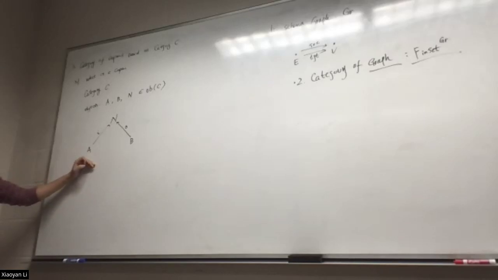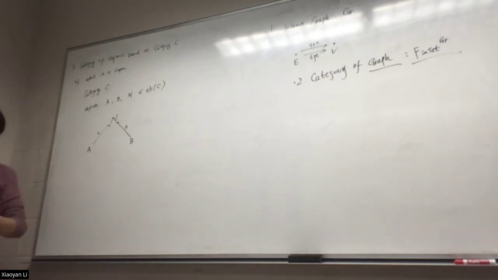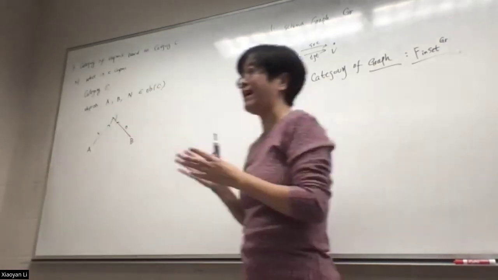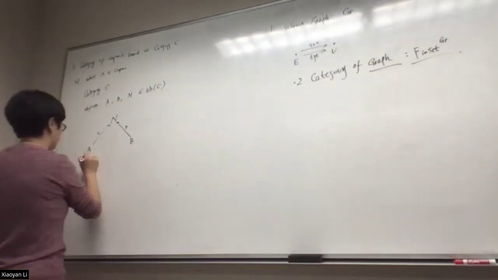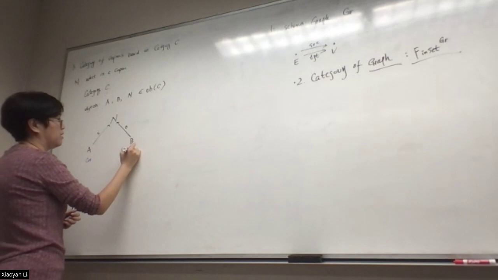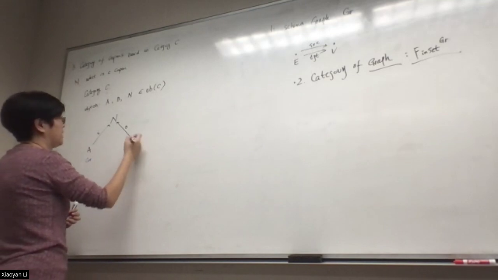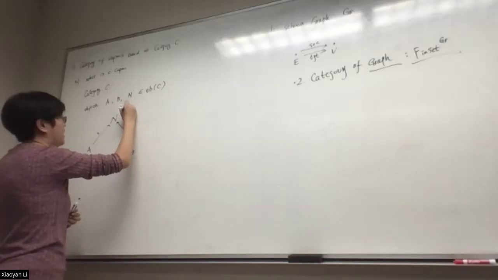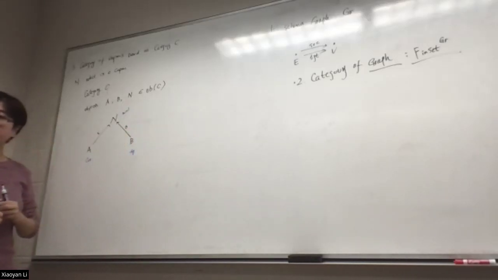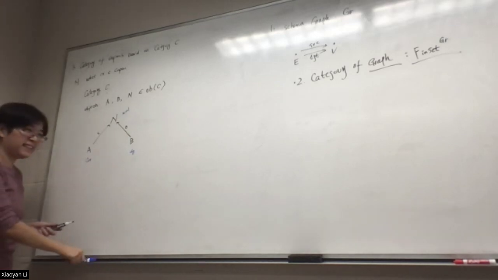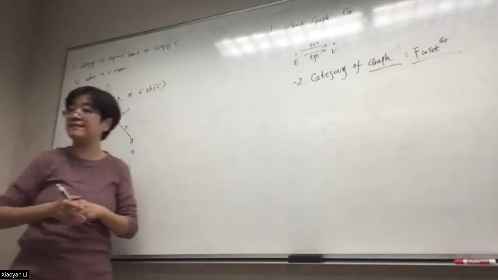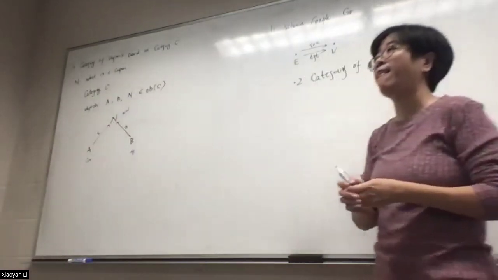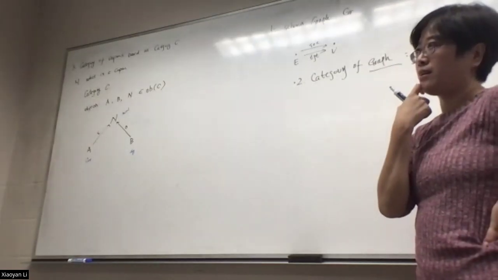For example, A is a cat, B is a dog, and N is an animal or pet. It doesn't matter, pet, animal, or something. So this is an example, right? A can be a cat, B is a dog, and N can be animal, or pet, or animal house. The difference between a Cospan and a coral is that N can be everything.